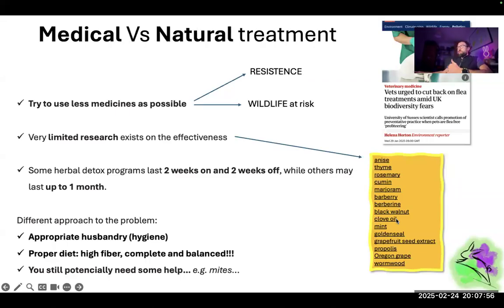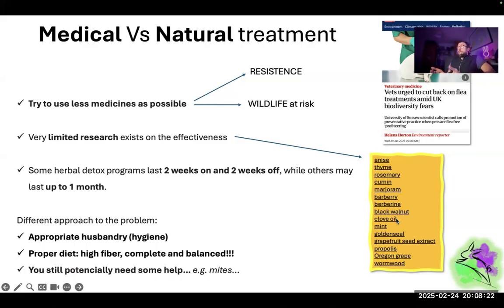And usually my approach to the problem is a little bit different. Depending on the situation and the severity of the problem, I try to understand first if the husbandry is appropriate, if there are any changes that we can make, for example, in the cleaning of the cage, of the viv, so in the hygiene of the enclosure.